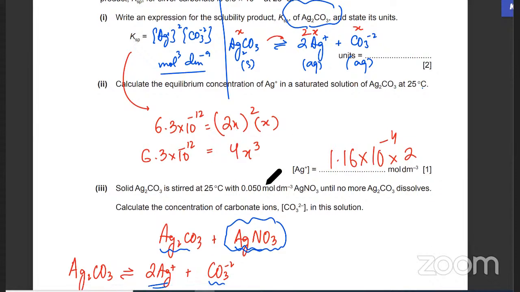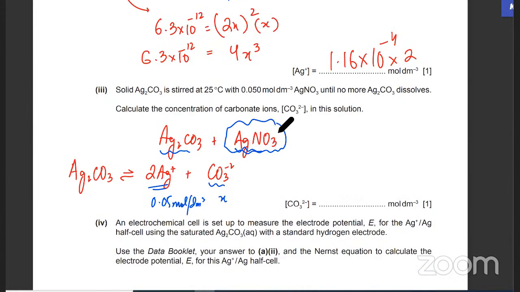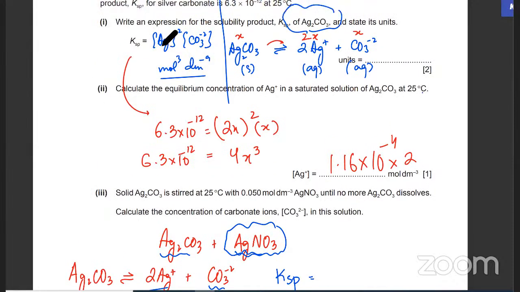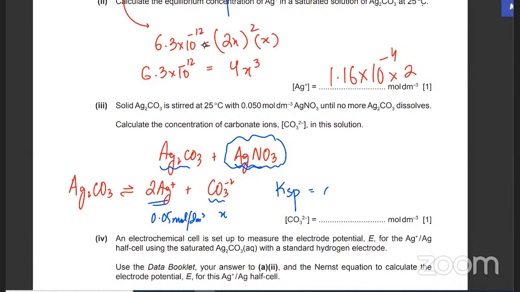But now there's no relationship because the silver ions are already part of the solution. So if the concentration of carbonate ions is X, the concentration of silver ions is already given, that's 0.05 mole per dm cube. So we're going to use exactly the same Ksp expression. What was that Ksp expression? That was silver ion concentration squared into carbonate ion concentration.